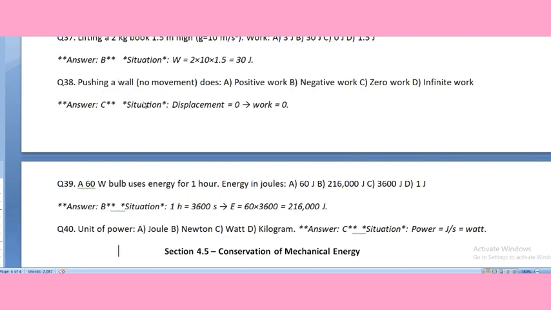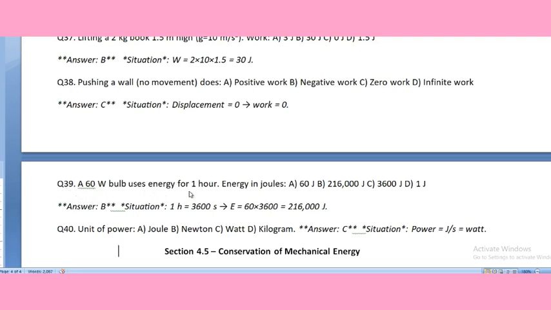The next question, question number 38. Pushing a wall means no movement. According to the given, no movement, thus choice A, positive work, choice B, negative work, choice C, 0 work, choice D, infinite work. From the given situation, the correct answer is C. C says that displacement is equal to 0. Due to displacement being equal to 0, the work done is also equal to 0.